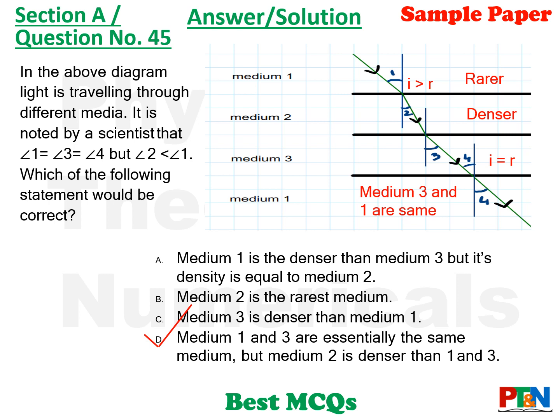Then it says 1 is equal to 3. That means when it is coming back to medium 3, the angle of emergence is becoming angle of incidence in medium 1. That means medium 1 and medium 3, they are same. And again in the last part you see from medium 3 to medium 1, these two angles are same. i is equal to r. So medium 1 and medium 3, they are same. So it is option D. That is medium 1 and medium 3 are essentially the same, but medium 2 is denser. Yes, from the diagram it comes out like this.